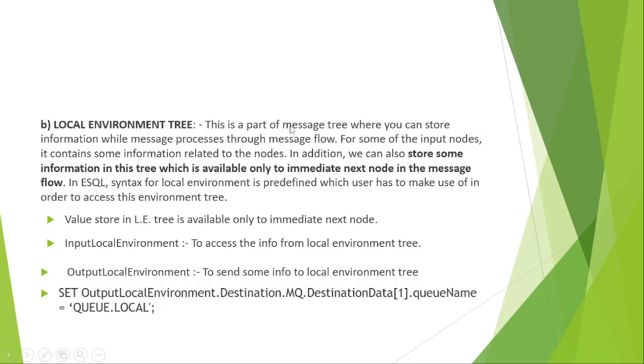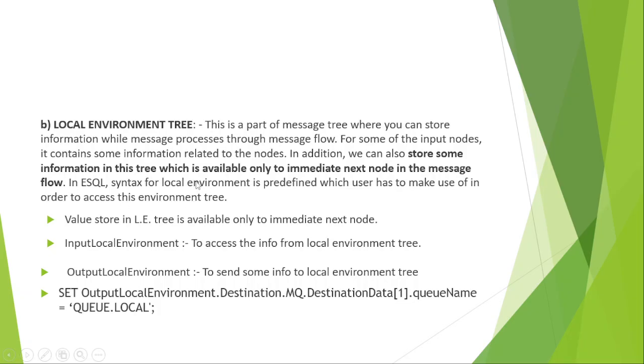So this is the part of the message tree where you can store information while message processing through the message flow. The message tree is a tree where we can store some information. That's the first point. For some of the input nodes, it contains some information related to the node. In addition, we can also store some information in the tree which is available only to the immediate next node in the message flow. In SQL, the syntax for the local environment is predefined, and the user has to make use of it in order to access the environment tree.